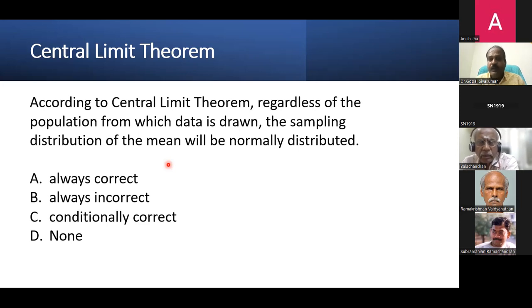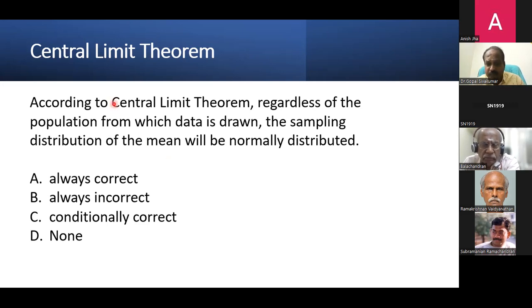I'll tell you. See, your population can be normal and non-normal. Am I right? Population can be normal, non-normal. Similarly, sample distribution can also be normal and non-normal. In all situations, the distribution of the sample means will remain normal. Only condition is subgroup size or the sample size must be adequate.